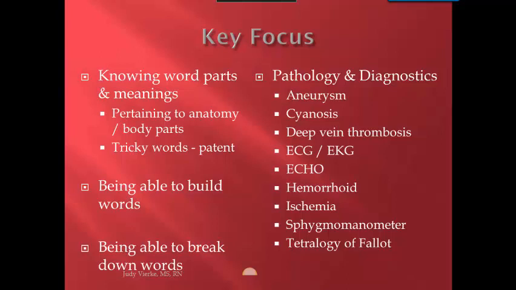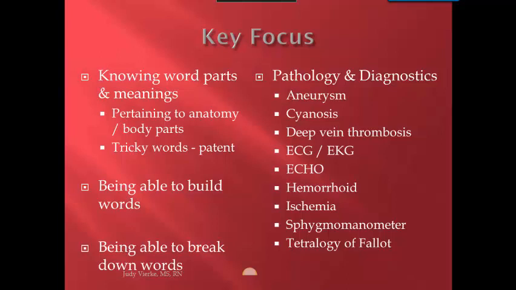Hemorrhoids are varicose veins in the anal rectal region, so they're bulging, twisting veins. Ischemia is a blood condition of holding back, so if oxygen and blood flow is not getting through to tissues, it could be ischemia. In the first video, we talked about the sphygmomanometer, an instrument to measure the pulse pressure or your blood pressure. And tetralogy of Fallot: I want you to know tetralogy, the study of four. These are four congenital defects of the heart.